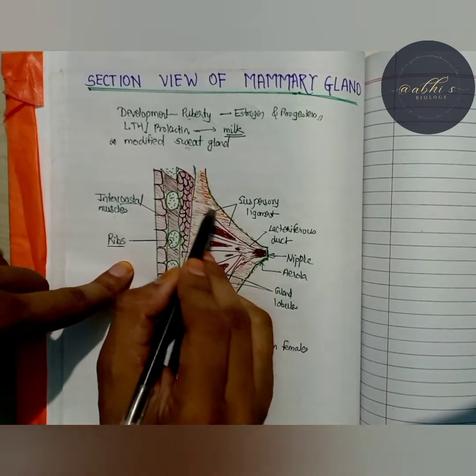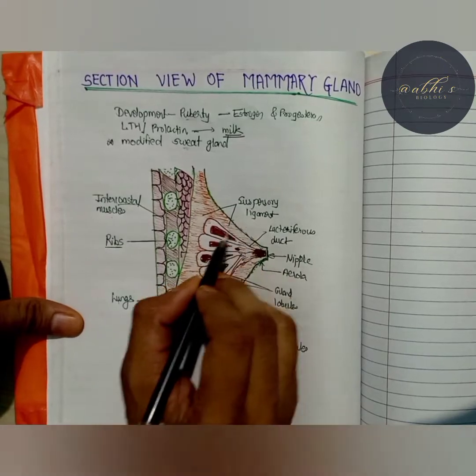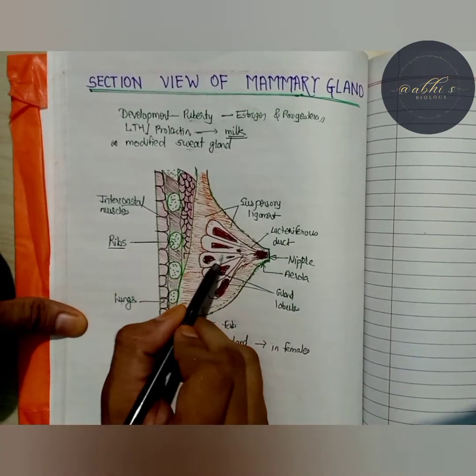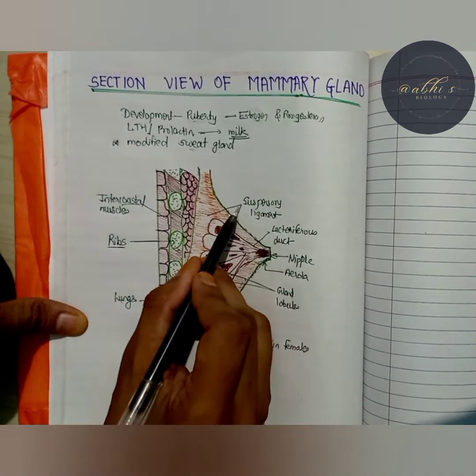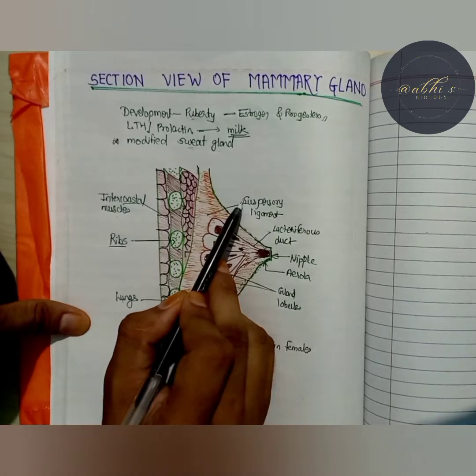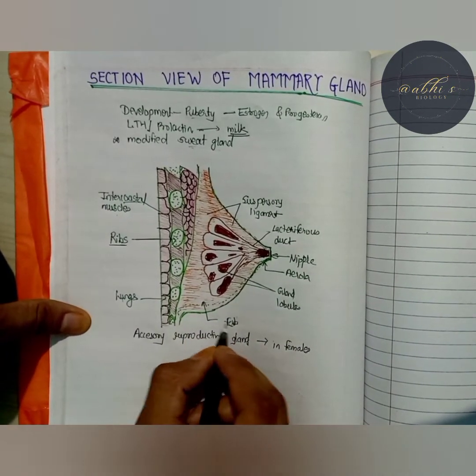Now, the inner structure of the mammary gland is covered with the suspensory ligament. The suspensory ligament is helpful in connecting all the lactiferous ducts together. So it forms the lactiferous ducts, and they are held together by means of the suspensory ligament. For energy purposes, it also has fat bodies inside it.